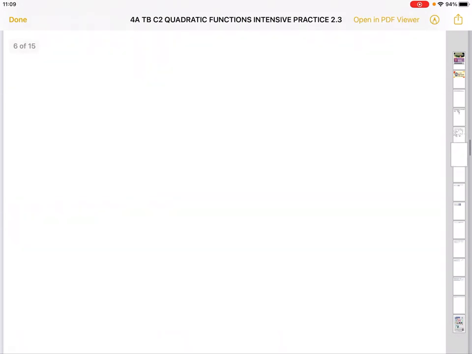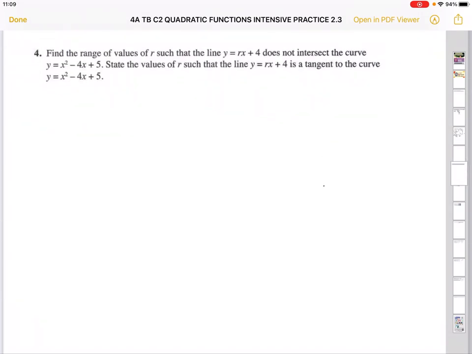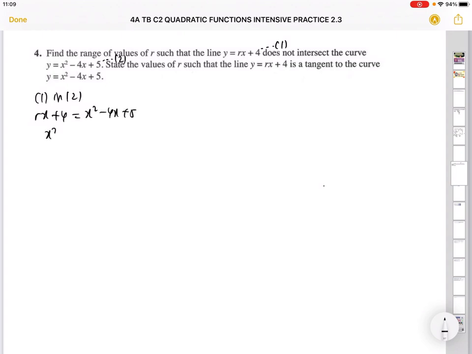Let's move on to number 4. Find a range of values of r such that this straight line y equals rx plus 4 does not intersect the curve. Now I know I have to solve them simultaneously. Equation 1, equation 2. So when I sub 1 into 2, my rx plus 4 is now x squared minus 4x plus 5. Let us rearrange it. x squared minus 4x minus rx plus 1 is now 0.